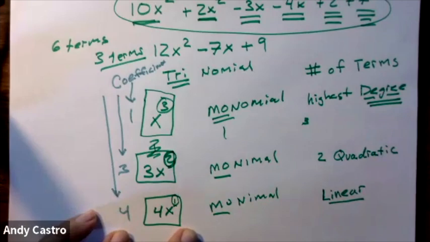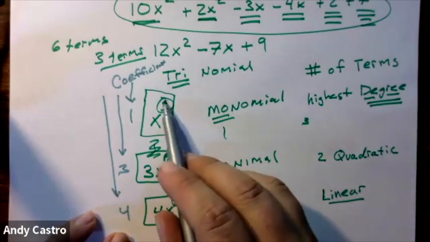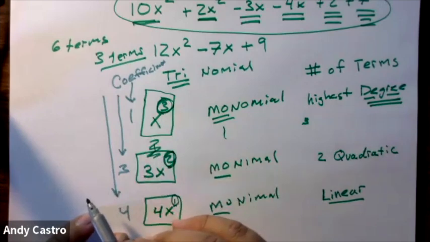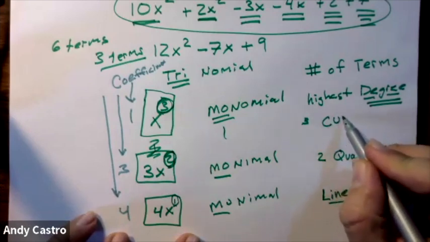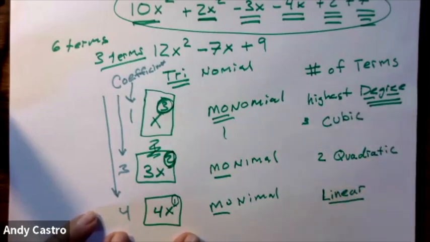Quadratic. If there's a 3 as the highest degree or highest exponent, that's called cubic, for cube.